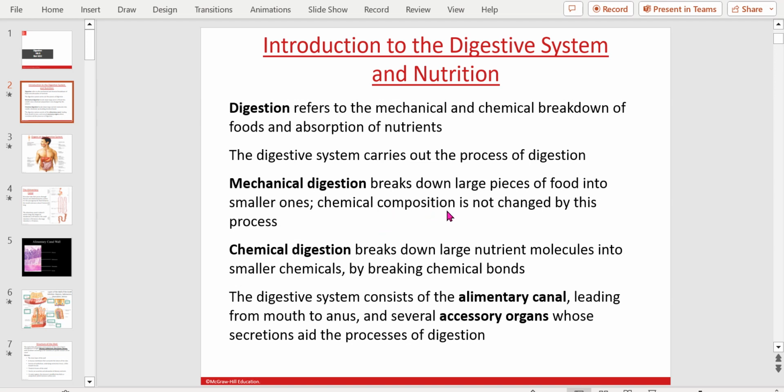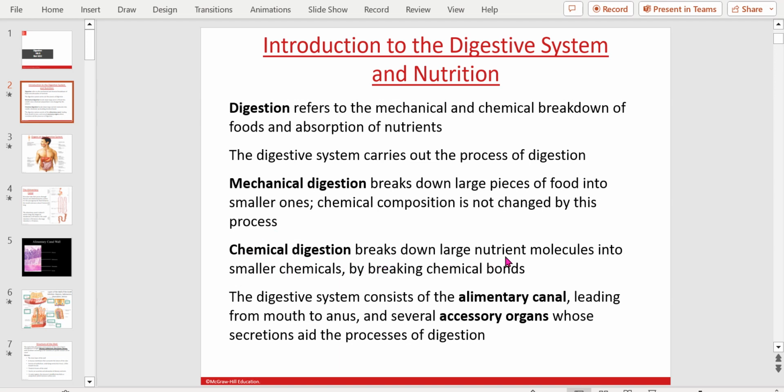It involves the breaking down of large pieces of food into smaller ones. Chemical composition is not changed by this process. The whole idea of chewing your food, called mastication, M-A-S-T-I-C-A-T-I-O-N, is the process of chewing your food. A chewed banana has the exact same chemical composition as a banana that's just been peeled. To alter the chemistry of it, now we're into chemical digestion.